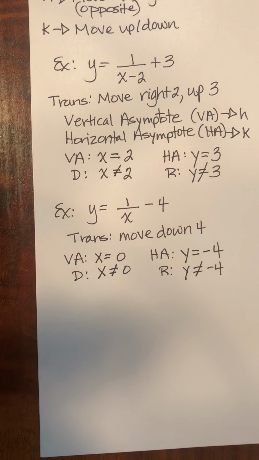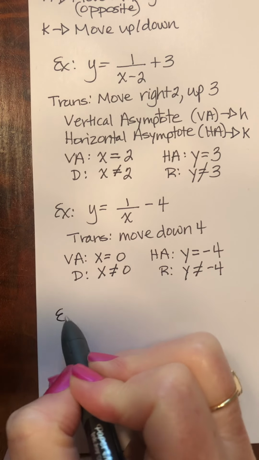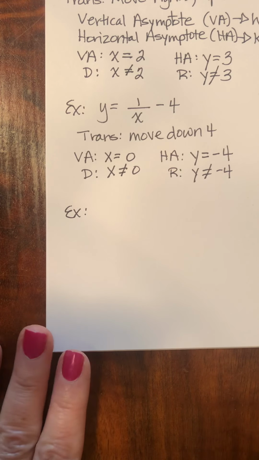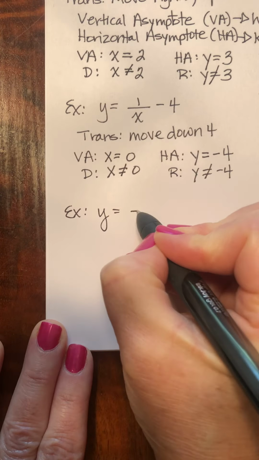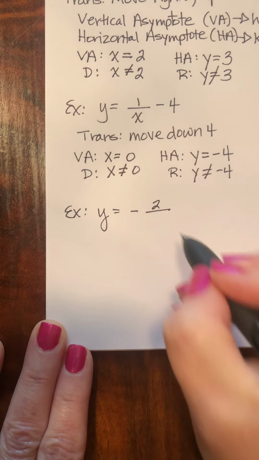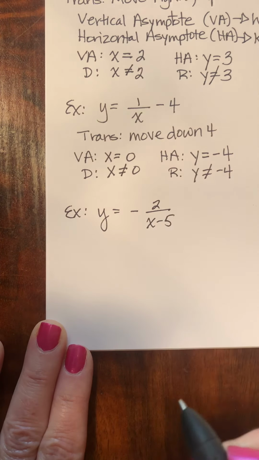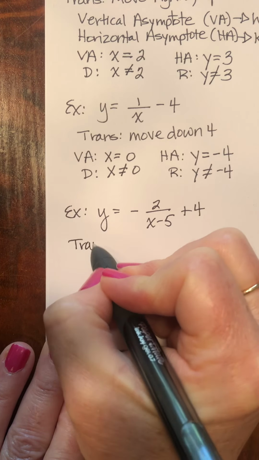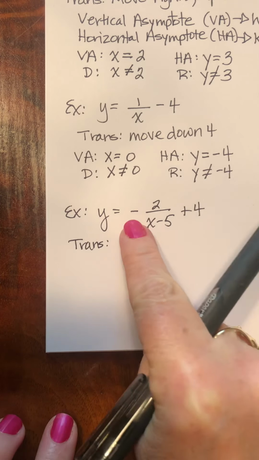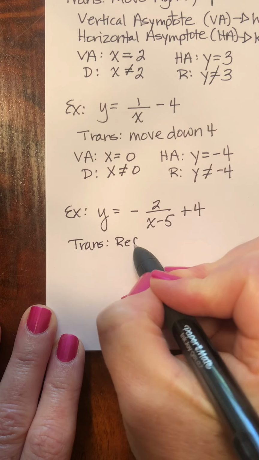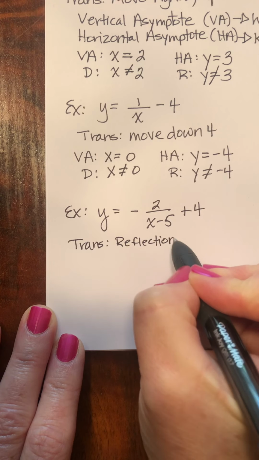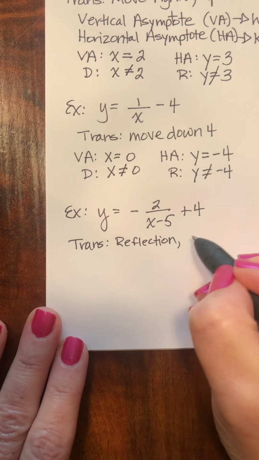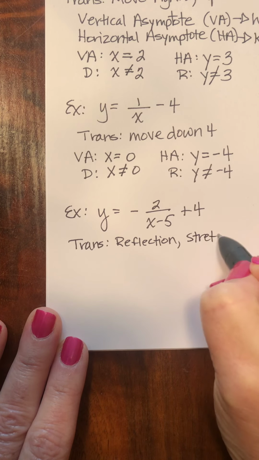Okay? And then I'm going to do one more. So this is going to be the third example. So let's look at this one. Y equals -2 over x minus 5 plus 4. So now when we name the transformations, we actually have a negative in front of that fraction. So that is going to be a reflection. We also have a number other than 1 as a. So we're going to put stretch by 2.